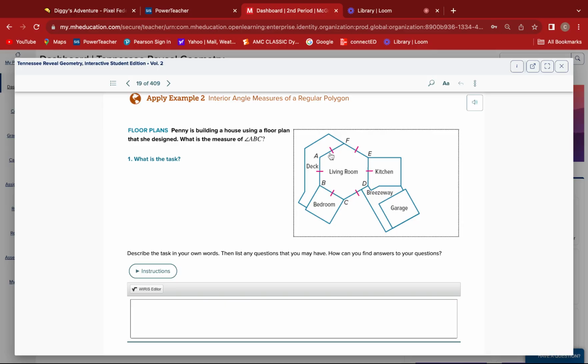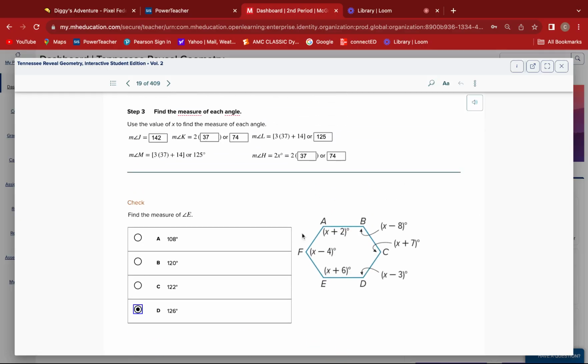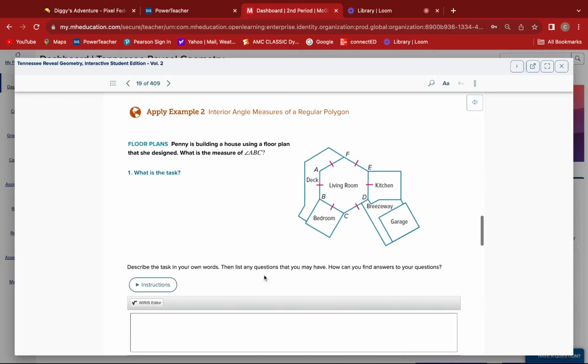Okay, well, so look, see these little tick marks? We've learned in class those are equal. So all these sides are equal. So there's 1, 2, 3, 4, 5, 6 sides. So this is a hexagon. And since our previous problem was a hexagon, right here, we know that adds up to be 720 degrees.